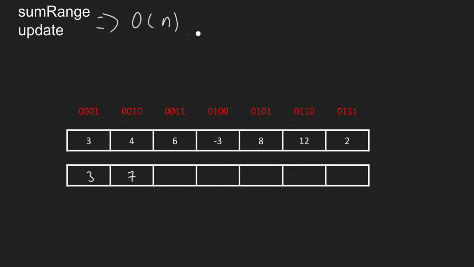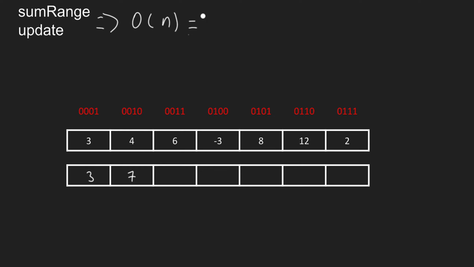In this case, the time complexity of sumRange would be constant, but the problem is the update function. If we update a value, let's say instead of 4, we update it to 10, then we have to update all the values that come after it. So again, our time complexity would be O(n) for the update.